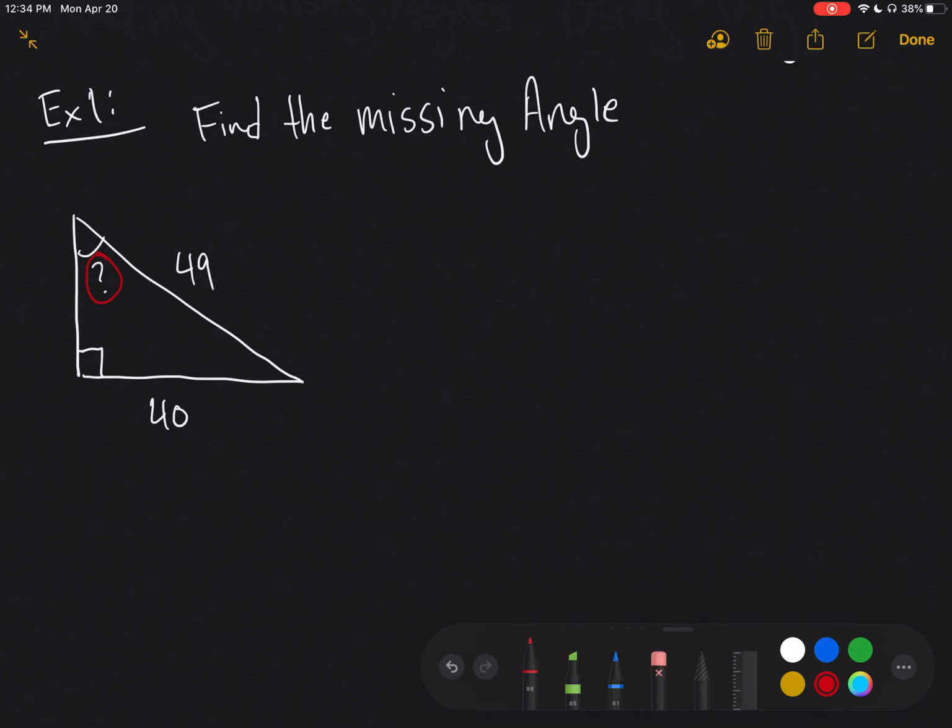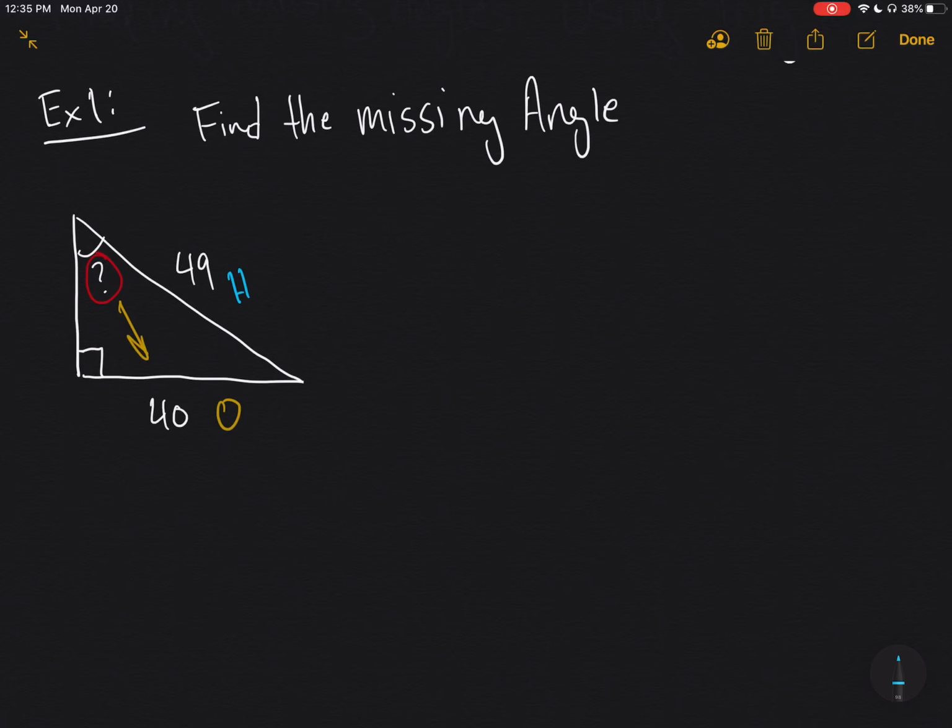So after that, I want to go about labeling my sides. So I'll start with 40. I know it's not the hypotenuse because it's not the longest side, which means it could be the opposite or the adjacent, but given that it's on the opposite side of the triangle from our angle, I believe that 40 should be our opposite side, and I think that 49 should be our hypotenuse. Okay, now if I have my opposite and my hypotenuse, I know that I should probably use sine, because sine is our only function that uses the opposite and the hypotenuse.